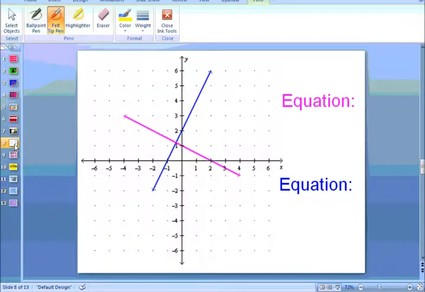If we look at this graph, I want us to look at the slopes, not necessarily the y-intercepts, but the slopes of these graphs. We're going to form equations. So take a moment and look at that.